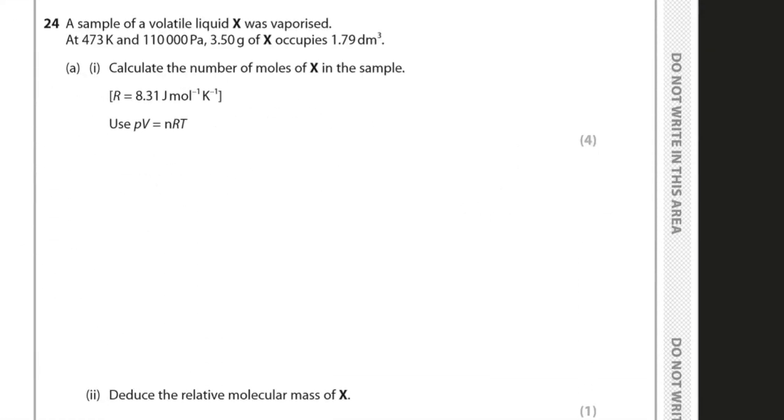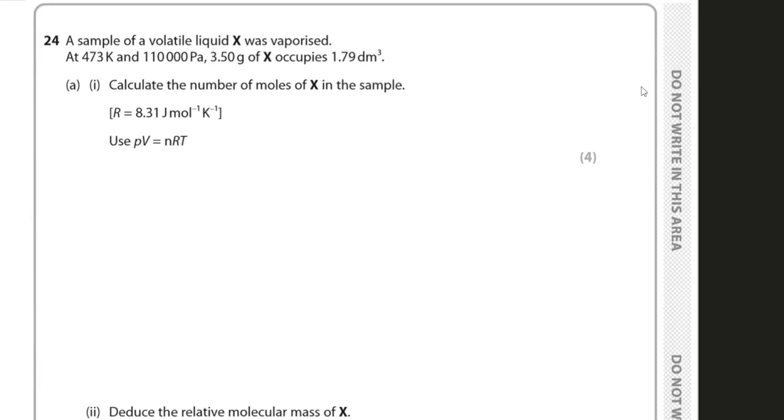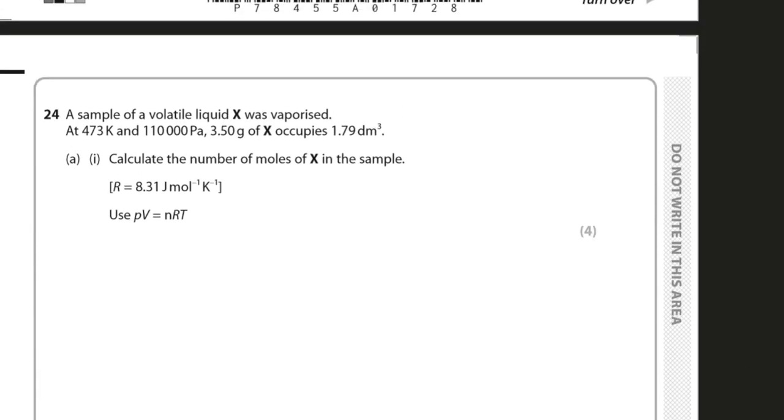A sample of volatile liquid X was vaporized at 473 Kelvin, and you got the pressure is this much with 3.50 gram of X occupying 1.79 dm cube. Calculate the number of moles of X in this formula. That is, we can use the ideal gas equation, as they said PV is equal to nRT. So if we just make n the subject, we have PV divided by RT. So that would be what?